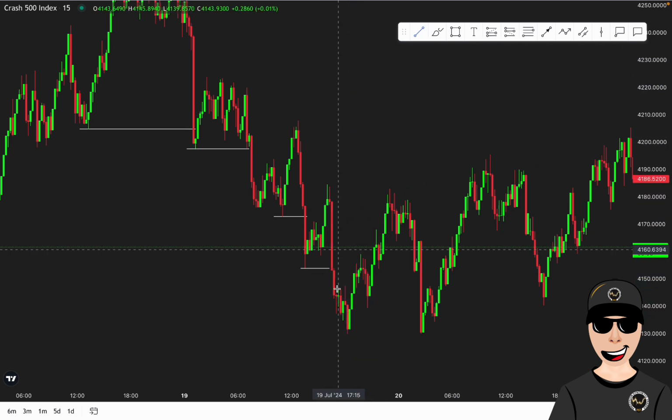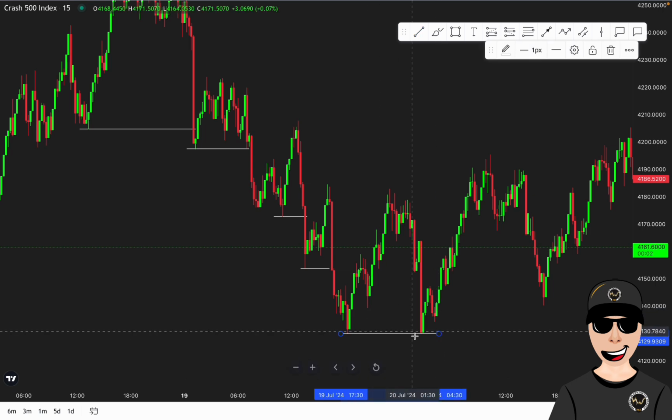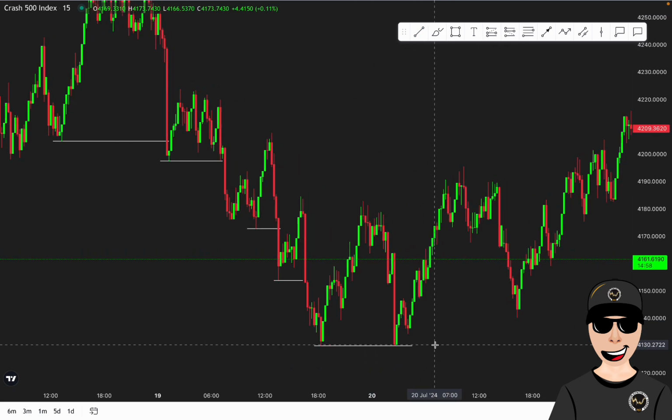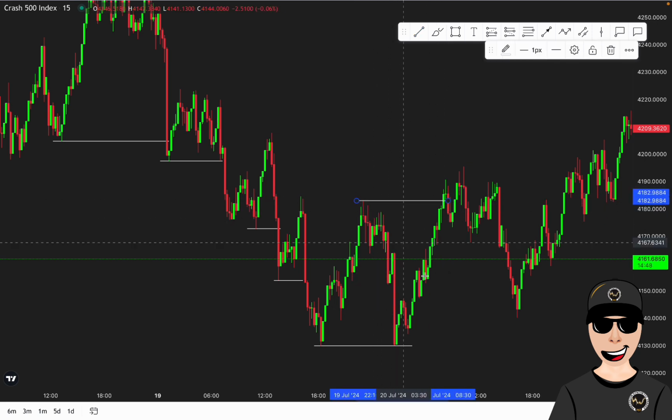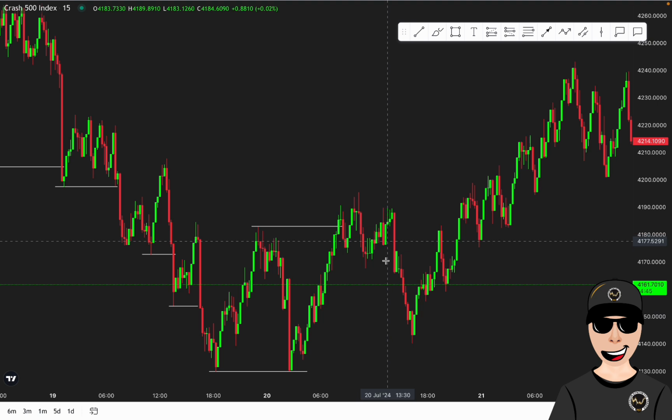All right, so this low was created. Did we take out this low here? No, we didn't. It created an equal low. So where was the high that was created? It was this one here. Price took out this high. So we're waiting for the second high to be taken out to confirm our trend.